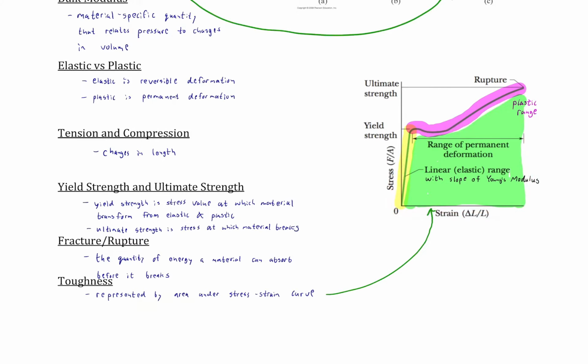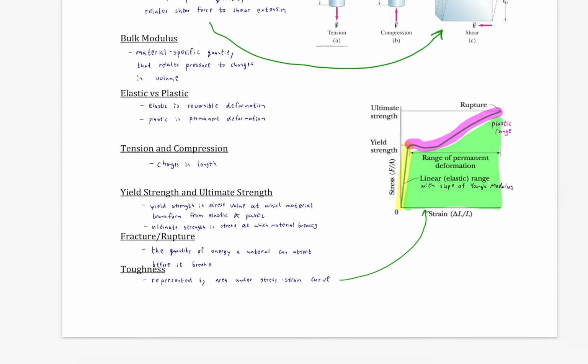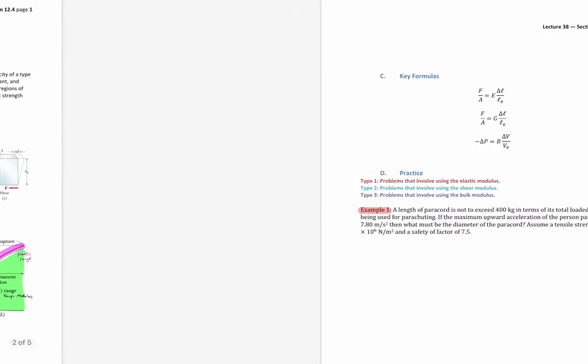And the toughness of a material is not always the same as its ultimate strength. So you could have a material that is very tough because it has a large area under its curve, but it's not very strong, and vice versa. All right, let's get on to the key equations and then some practice.